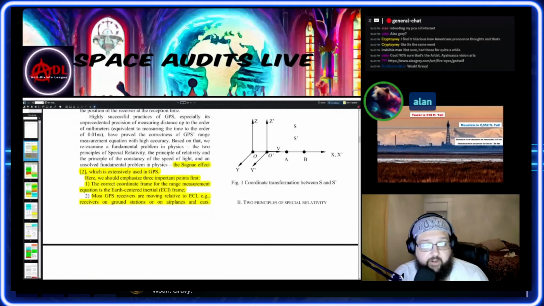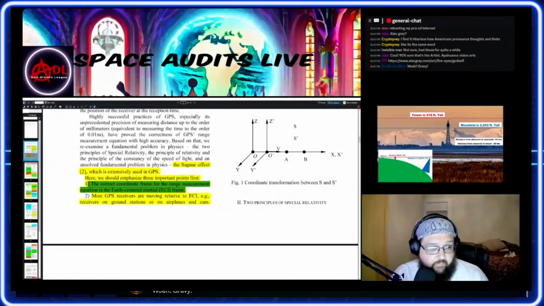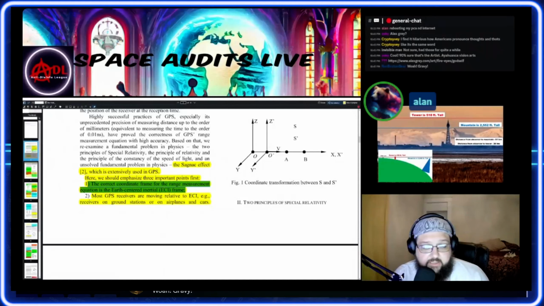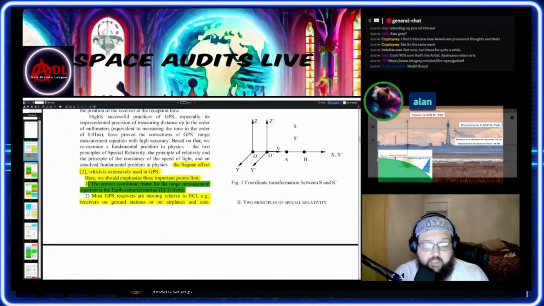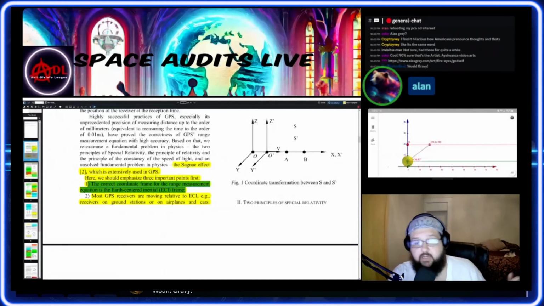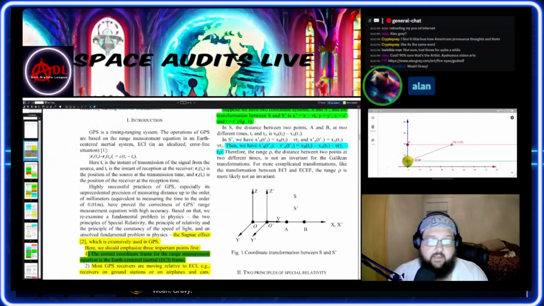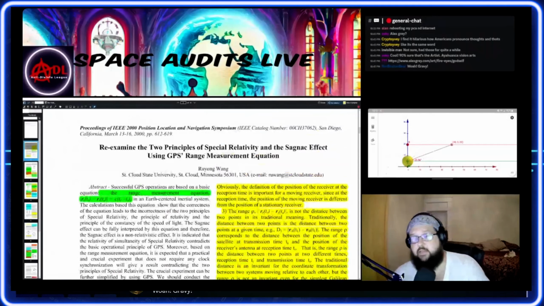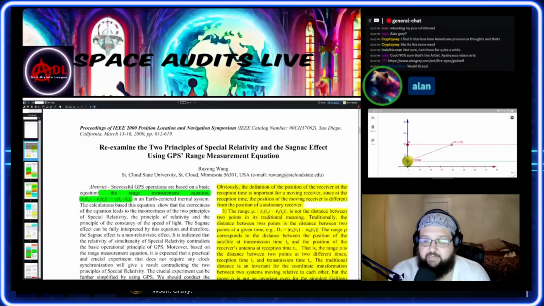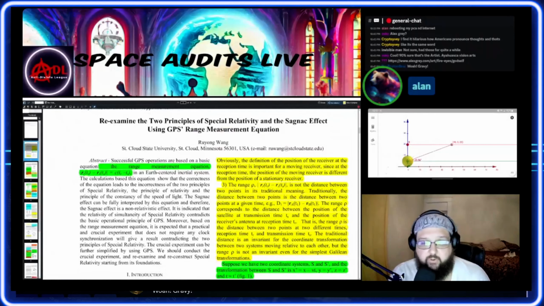The correct coordinate frame for the range measurement equation is the Earth-centered inertial frame. So this is going to be really important as we move forward. Most GPS receivers are moving relative to the ECI, e.g. receivers on the ground station, airplanes, cars. So remember when I was talking about earlier, they're equating a ground station being in motion, but it's actually just stationary, and it's an ether wind because it's all about the direction of the propagation, right? That's giving the preferred speed, which is causing the inaccuracies, I guess, so to speak, if you don't account for it.